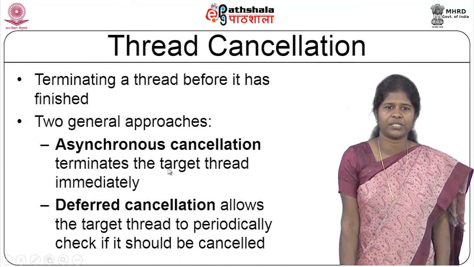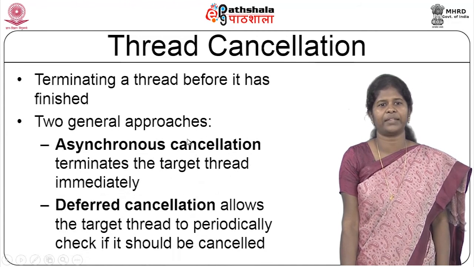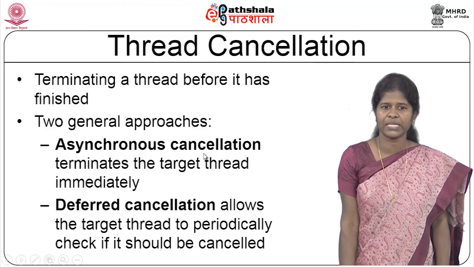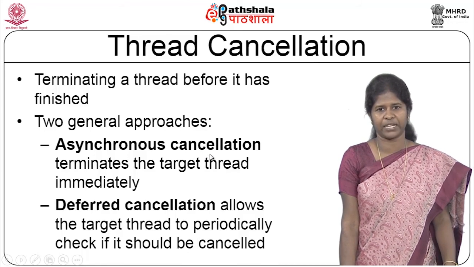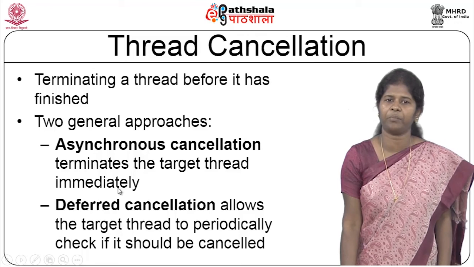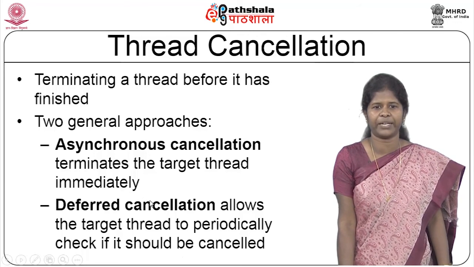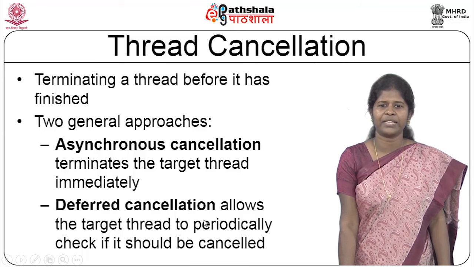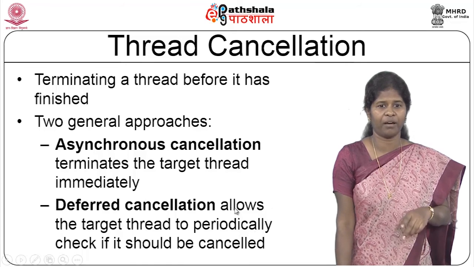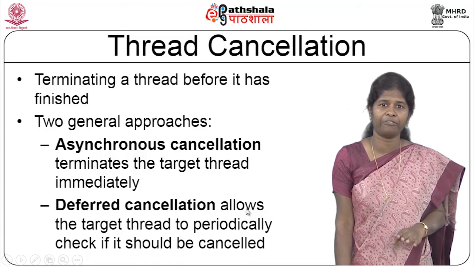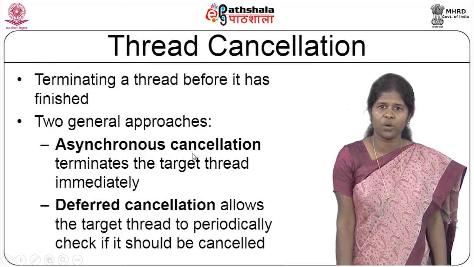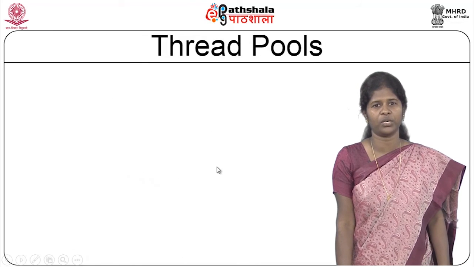And then cancelling threads. What is thread cancellation? It is nothing but terminating a thread before it has actually finished its execution. This can be done in two ways: asynchronous as well as deferred cancellation. In asynchronous, you do not wait for the thread, you just terminate it immediately. But in deferred cancellation, the target thread is allowed to periodically check if it should be cancelled. So, here the thread itself keeps checking whether it should be cancelled or not. But in asynchronous, there is no say for the thread, it is just terminated.